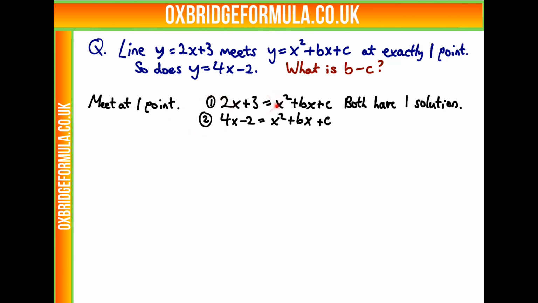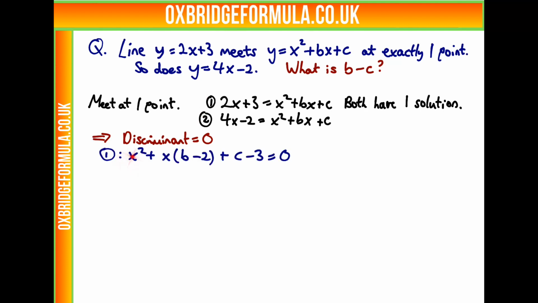If we can rearrange this into a quadratic with 0 on one side, the fact that this quadratic has only one real solution means that the discriminant must be 0. We can do that for equation 1 and equation 2. For equation 1, rearranging, we have x squared plus x times (b minus 2) plus c minus 3. The discriminant is precisely (b minus 2) squared minus 4 lots of (c minus 3), and this is equal to 0. I'll call this equation 3.